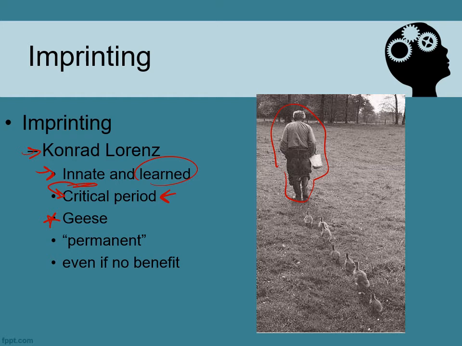And so these baby geese would follow Dr. Lorenz around just like they should have followed their mom. It is permanent. If Dr. Lorenz put the actual mama goose in after that critical period, didn't matter. The baby geese would still follow him around. And interestingly, it's permanent even if there isn't a benefit. There really isn't a benefit to these geese following Dr. Lorenz around, except he did feed them, so I guess that was a benefit. But this imprinting is also like birdsong, both innate and learned.